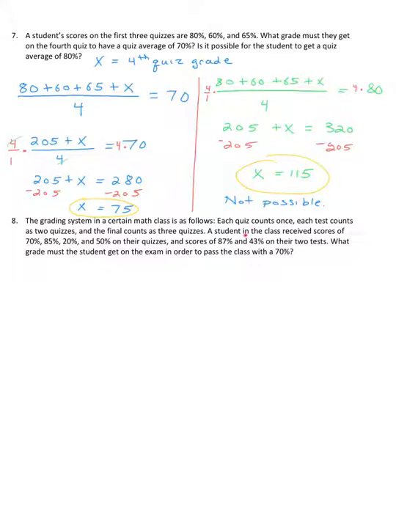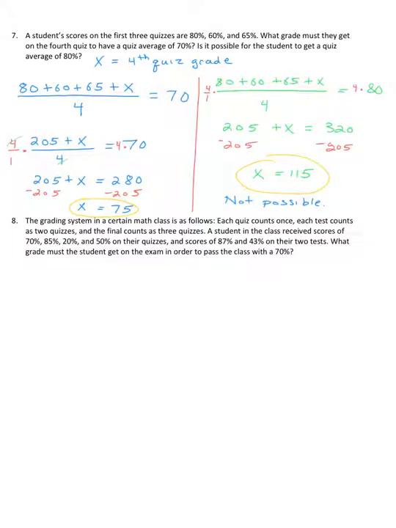So let's see, a student in the class receives scores of these 4 grades on their quizzes, this grade and this grade on their 2 tests. But the question is, what grade must the student get on the final exam in order to get a 70% in the entire class? All right.